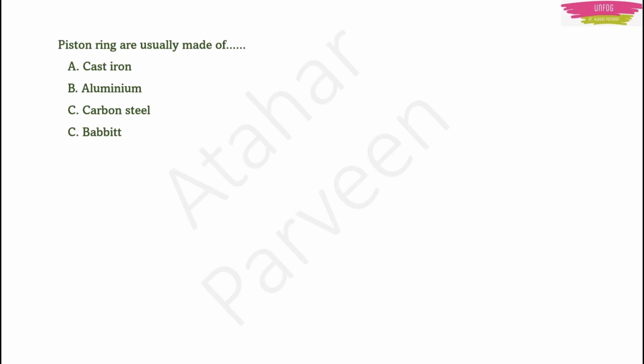Okay, next question. Piston rings are usually made of. They are asking you the material with which the piston ring is made. You should just know it. It is just GK, you think. It is made of cast iron. Okay.